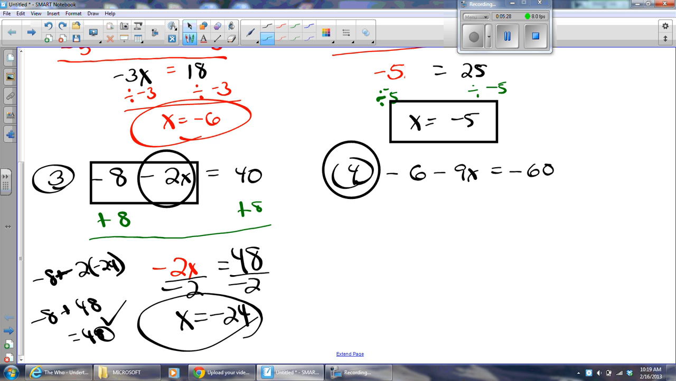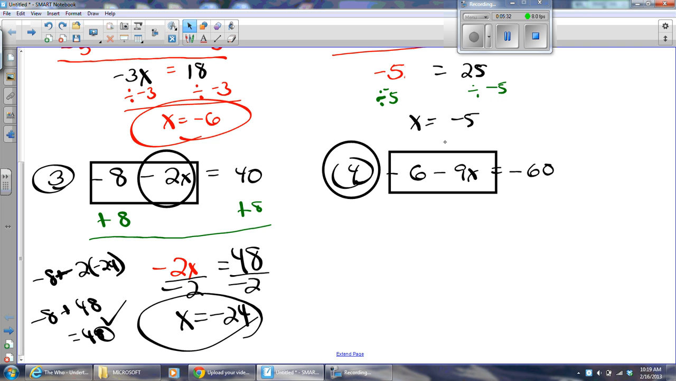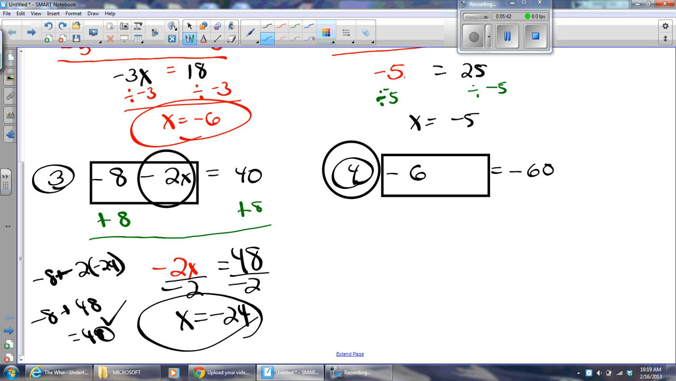Okay, so one more example. Negative 6 minus 9x. And we're going to cover up, we box, so now we're going to cover up our variable. And we see a negative 6, and so we're going to add 6 to both sides. That will yield a new equation. The right-hand side will be negative 54.